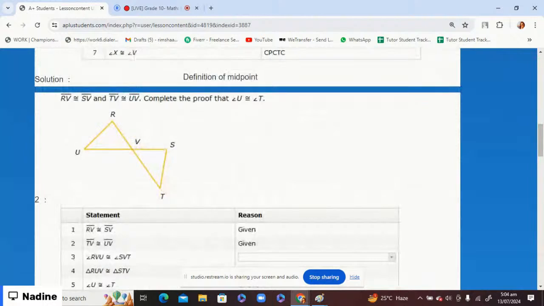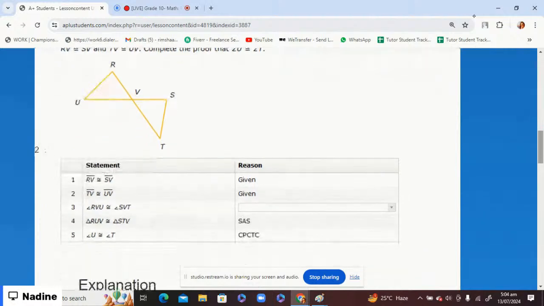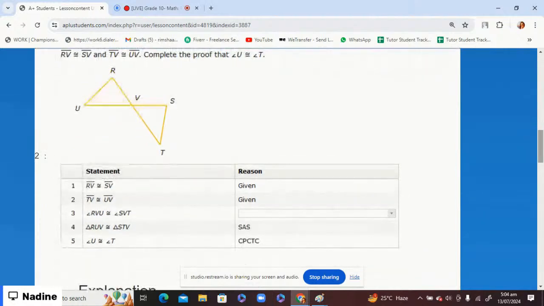Now look at that question. In this question they are saying that RV is congruent to SV, this full line, and then TV and VU are congruent. So to complete the proof, angle U and angle T are also congruent. What is given? Firstly, RV is the same as SV. The second thing given, VT is the same as UV.